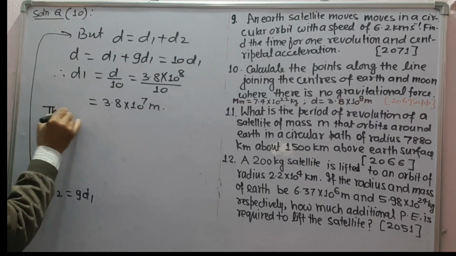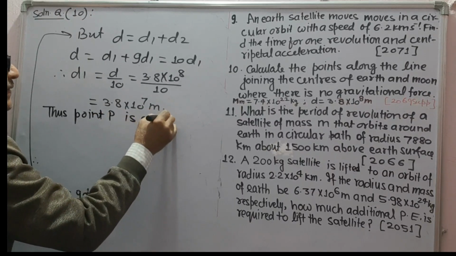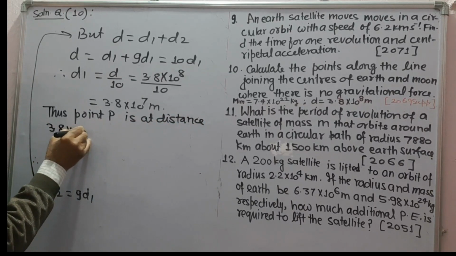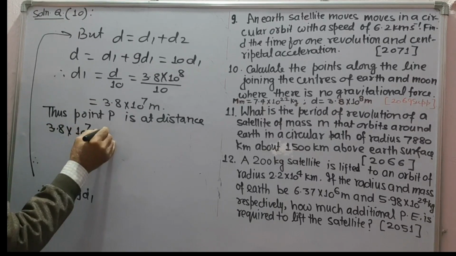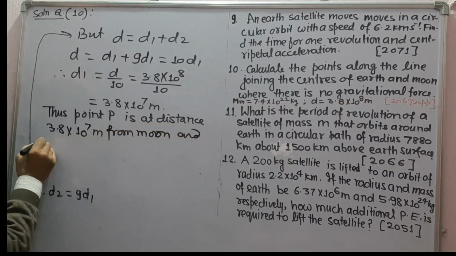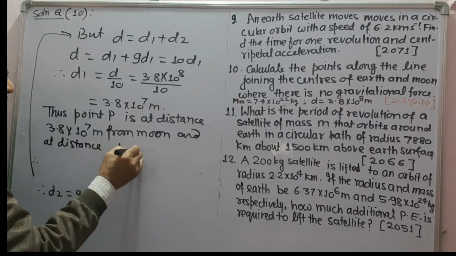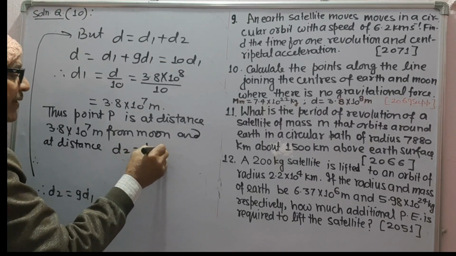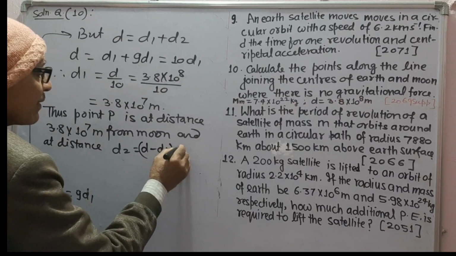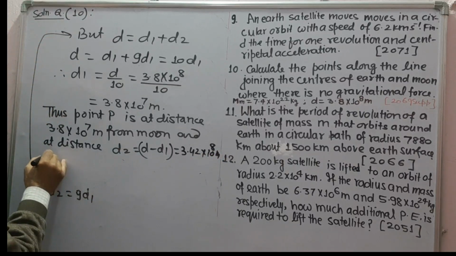Thus point P is at distance 3.8 into 10 to power 7 meter from Moon and at distance D2 equal to D minus D1, which gives 3.42 into 10 to power 8 meter from Earth.